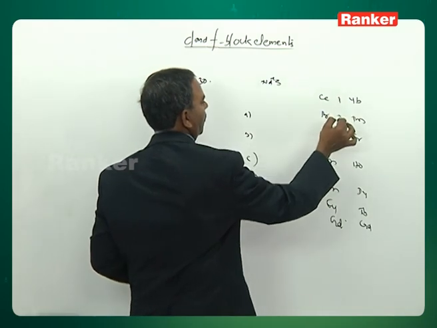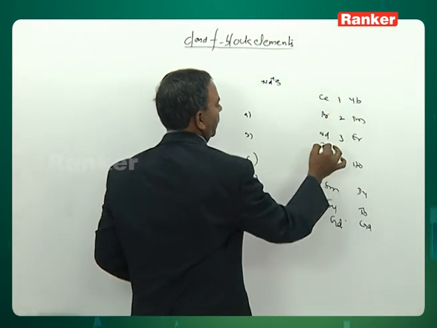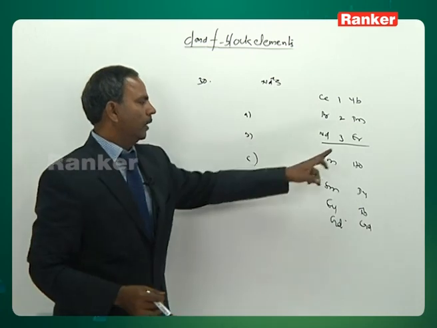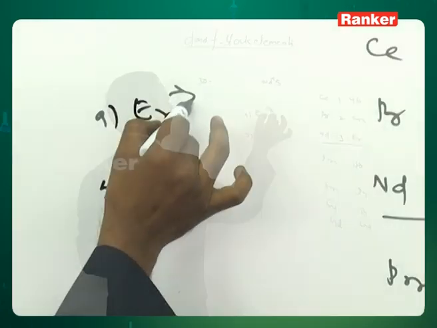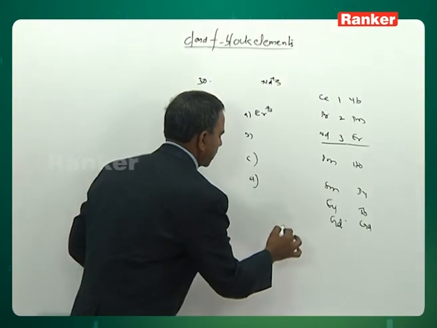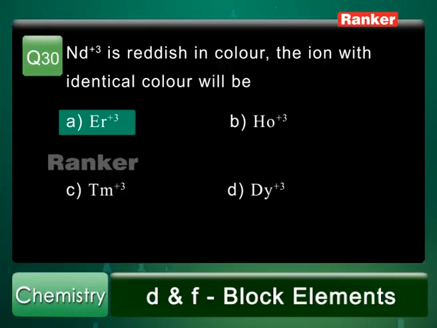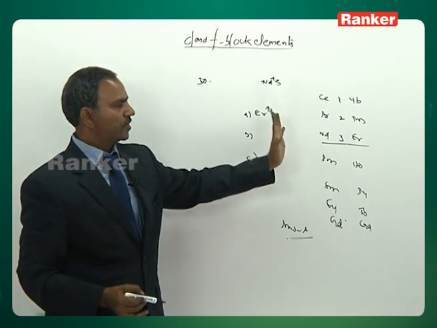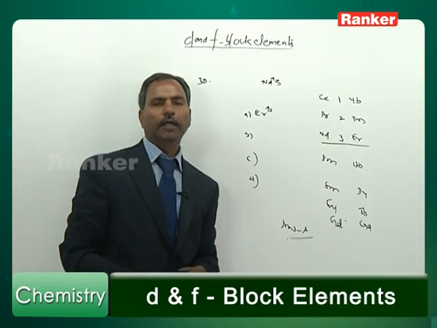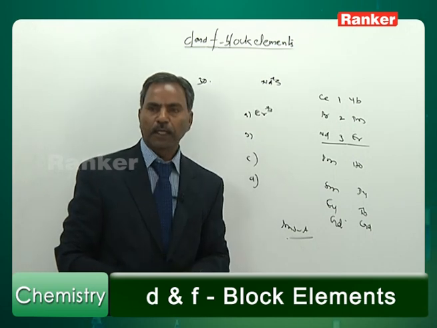Therefore, both of these have the same number of electrons: 1 unpaired electron, 2 unpaired electrons, 3 unpaired electrons. The answer is erbium plus 3, the correct option. So the answer here is A. Neodymium and erbium plus 3 both have the same number of electrons. Their color is found to be more or less identical.